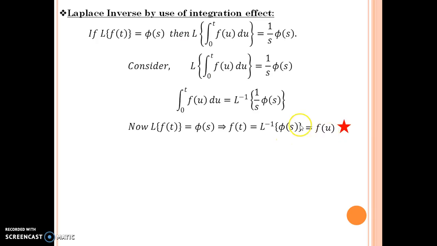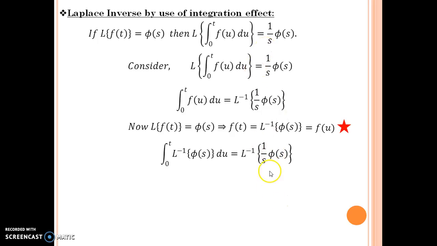So this step is slightly important in order for us to understand. Now though we have got the answer f of t as well as f of u for L inverse of phi of s, for the time being here f of u will be replaced by L inverse of phi of s. Now focus on L inverse of phi of s over here. That's what I am going to replace it here. So what I have is integral 0 to t L inverse of phi of s du is equal to L inverse of 1 upon s phi of s.